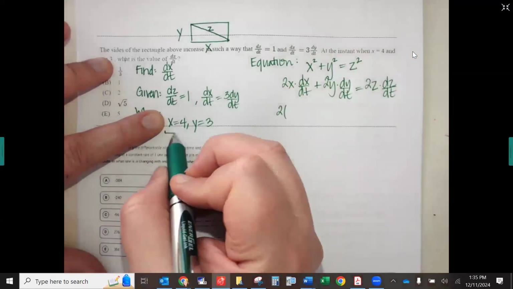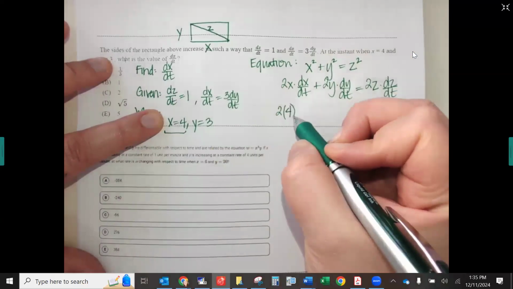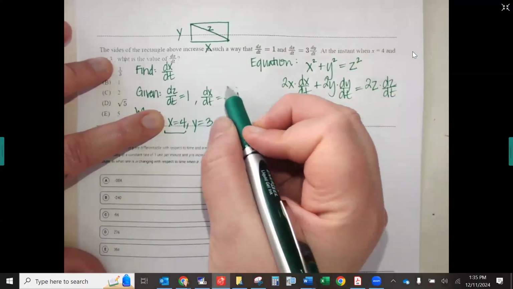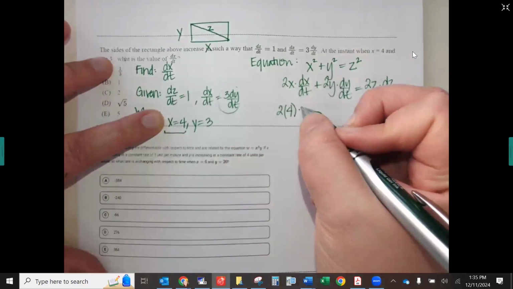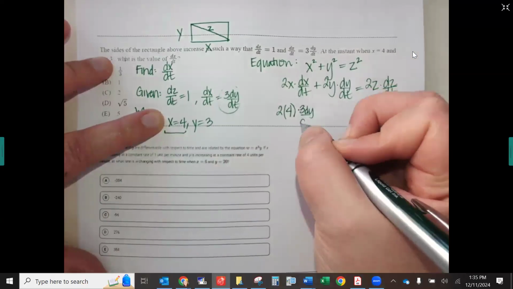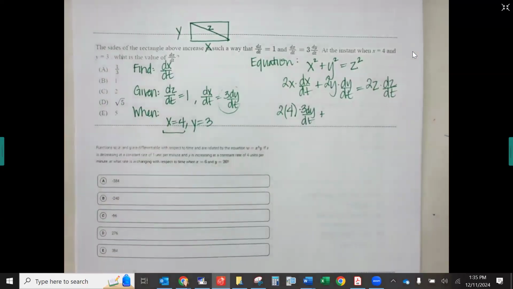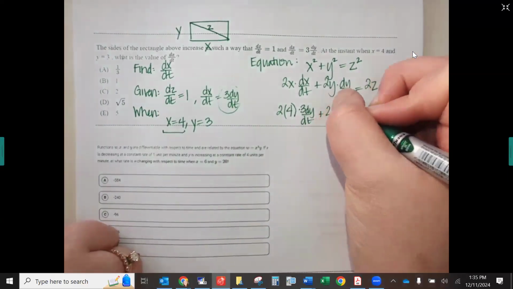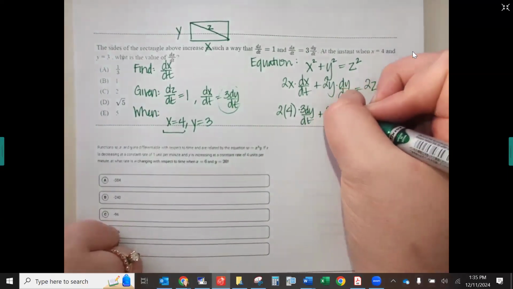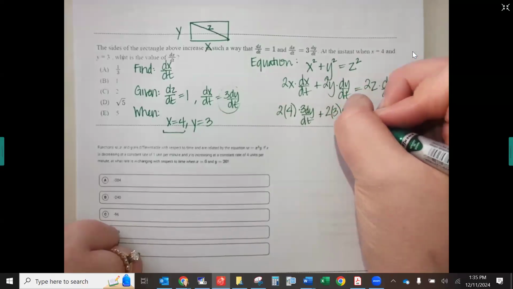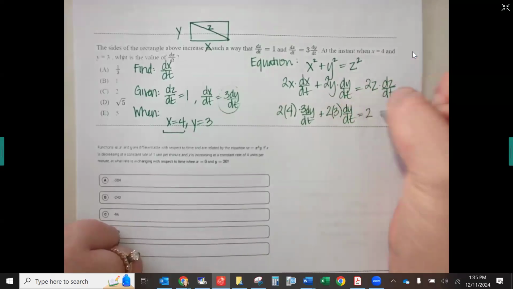Right here, x is 4. And then I know that my dx/dt is 3 dy/dt. Now, we maybe don't know exactly what we're going to do with that, but let's go ahead and plug it in. So 2x is a 4, dx/dt is now a 3 dy/dt, plus 2y, what's my y? And then my dy/dt, I don't know what it is, equals 2z.